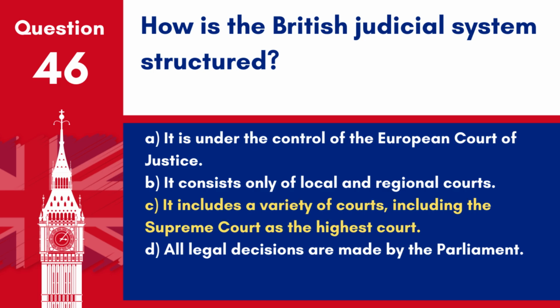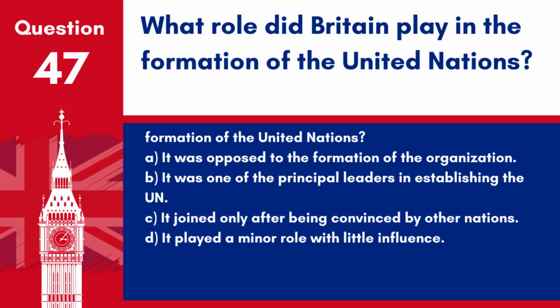Answer. C. It includes a variety of courts, including the Supreme Court as the highest court. The UK judicial system is structured with multiple levels of courts, with the Supreme Court serving as the final court of appeal.